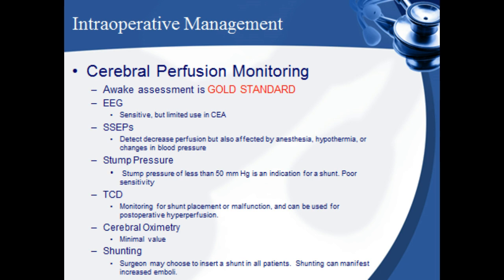It can be used to determine the need for shunt placement or malfunction, and monitoring for postoperative hyperperfusion. Cerebral oximetry allows for non-invasive continuous monitoring of the cerebral oxygen saturation, or rSO2, in the frontal lobe as a marker of cerebral perfusion, but it does have minimal value in this surgery. The surgeon may choose to insert a shunt in all patients, and the shunt can manifest increased emboli. Other than the awake assessment, none of these techniques are sufficiently reliable.